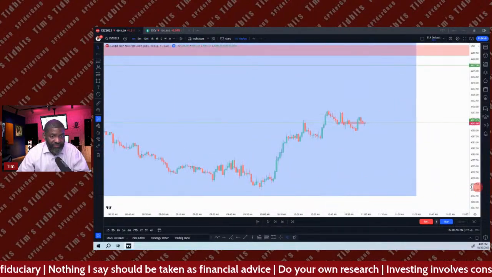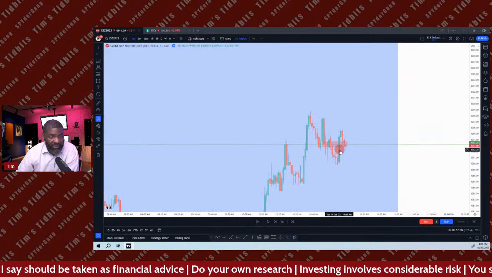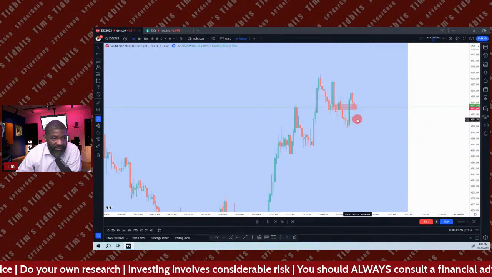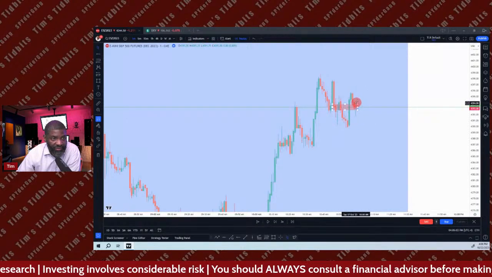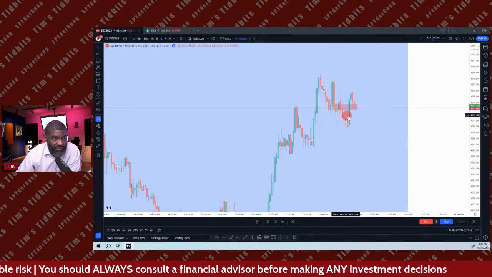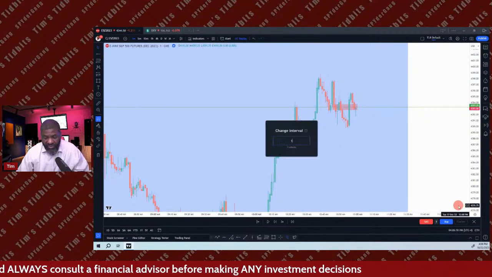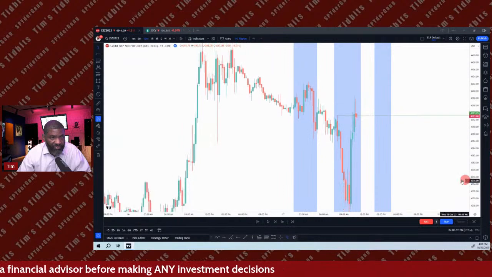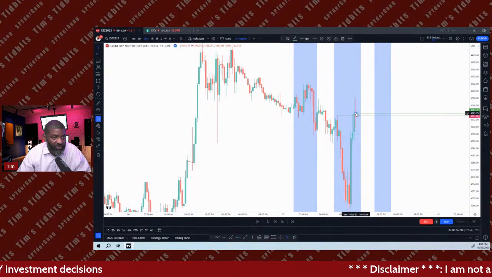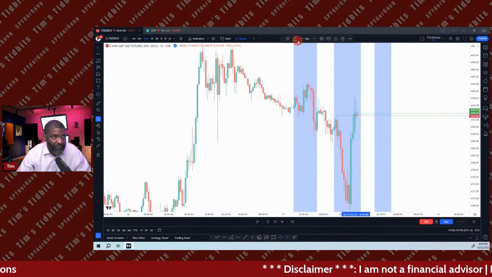All right. So now that candle closed right there. That candle closed right here. Still got a little bit of imbalance there. Now that down closed candle has closed. So let's mark out the open. That's the open of that down closed candle right there.